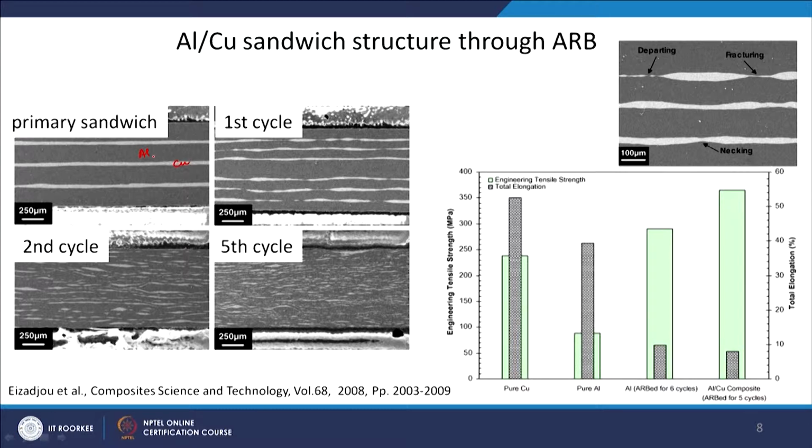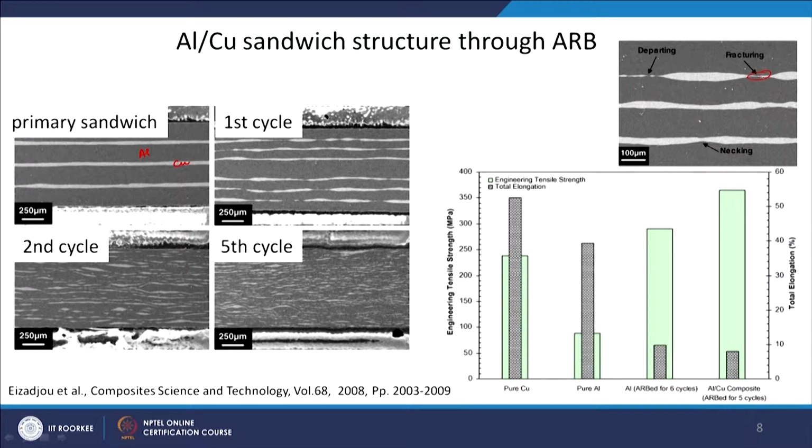And again you can see the effect of copper being a harder phase. It is getting broken down, and slowly you can see it is almost getting refined to very small sizes, and having a kind of continuous distribution throughout the aluminum matrix. And again the same necking and fracturing is taking place in copper at different places.